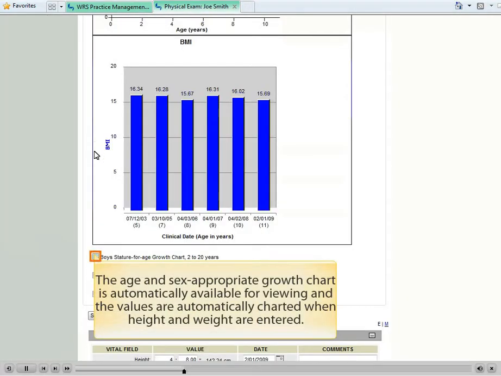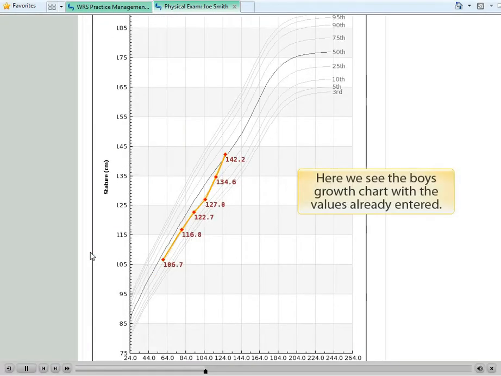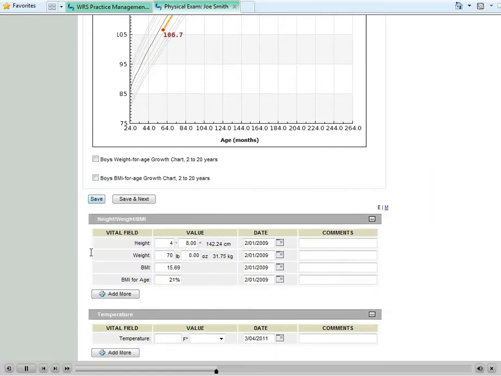The age and sex-appropriate growth chart is automatically available for viewing, and the values are automatically charted when height and weight are entered. Here we see the boy's growth chart with the values already entered.